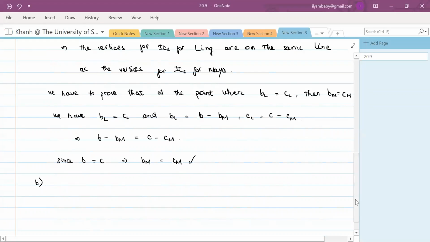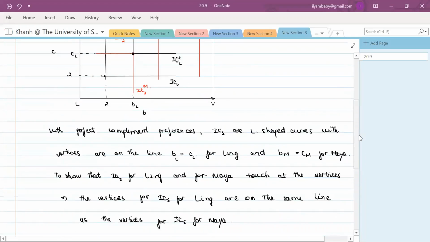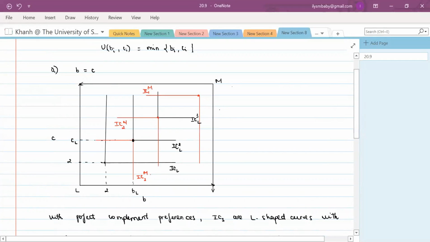So if Ling is growing carrots and Maya is growing beans, then the initial endowment is where Ling is going to have all of the carrots, because she is the only one growing carrots, and Maya is going to be the one having all the beans.